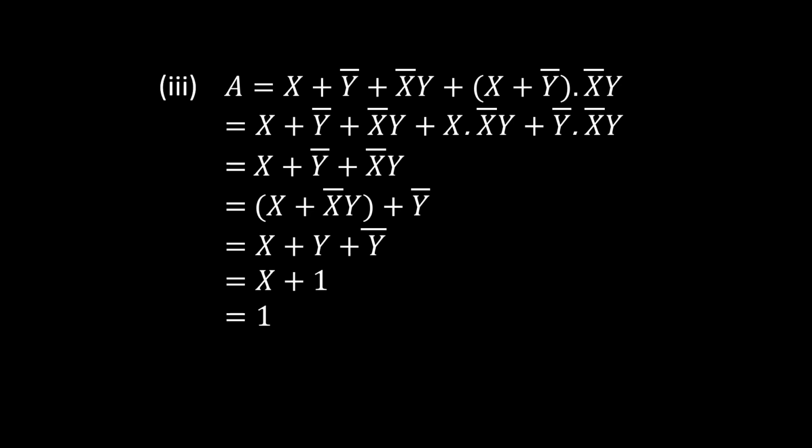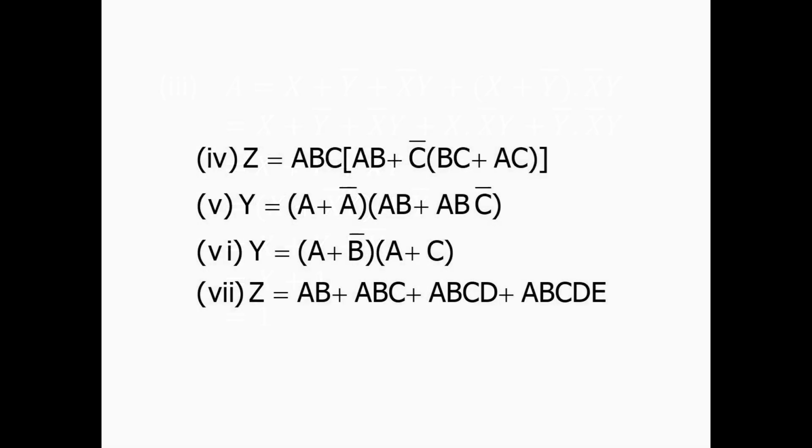Again you know y or y bar is equal to 1. Then you are left with x or 1 that is equal to 1. Thus, the final answer for this expression is 1. Once you finish this, you can try out these 4 examples. Use the Boolean algebra rules to simplify them. In the next video, we'll look at the De Morgan theorem, which can be used to simplify Boolean expressions even further.